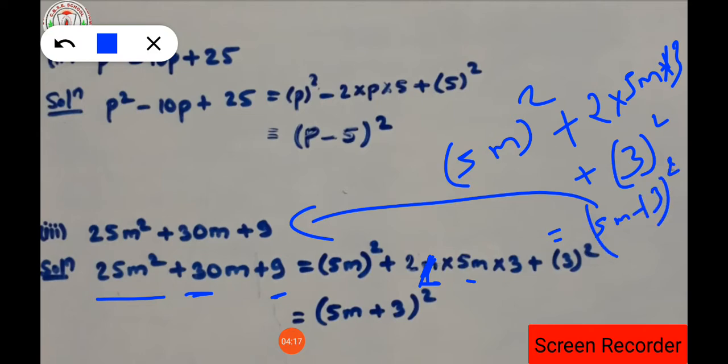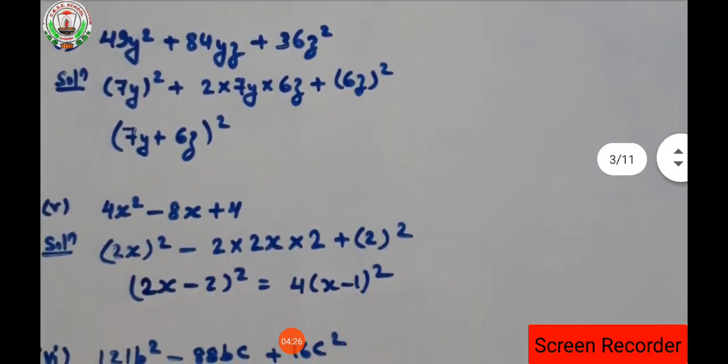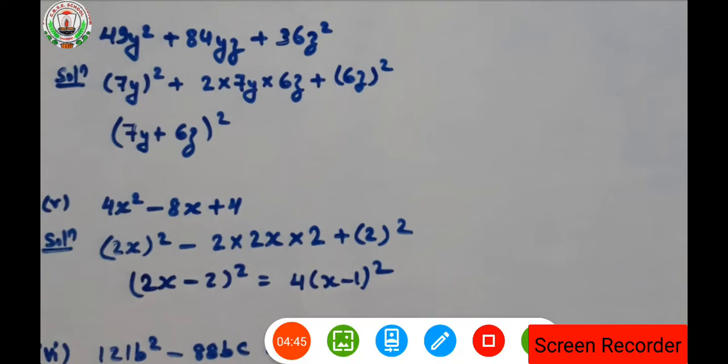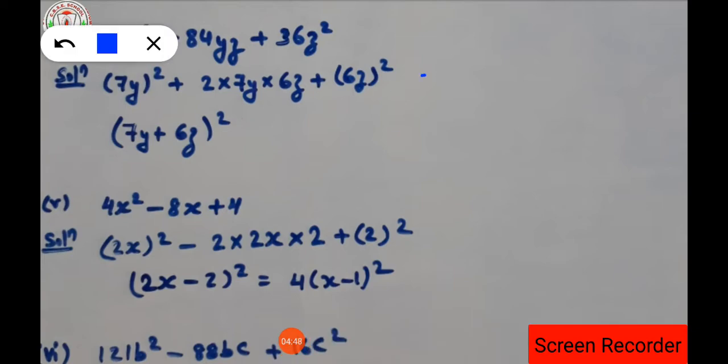Clear everyone? So first you have to know what the identity is. Clear? So again I am telling you, here m will not come. Next, question number four, 49y square plus 84yz plus 36z square. So 49, whose square is it? 7 square. So 49y square can be written as 7y the whole square.